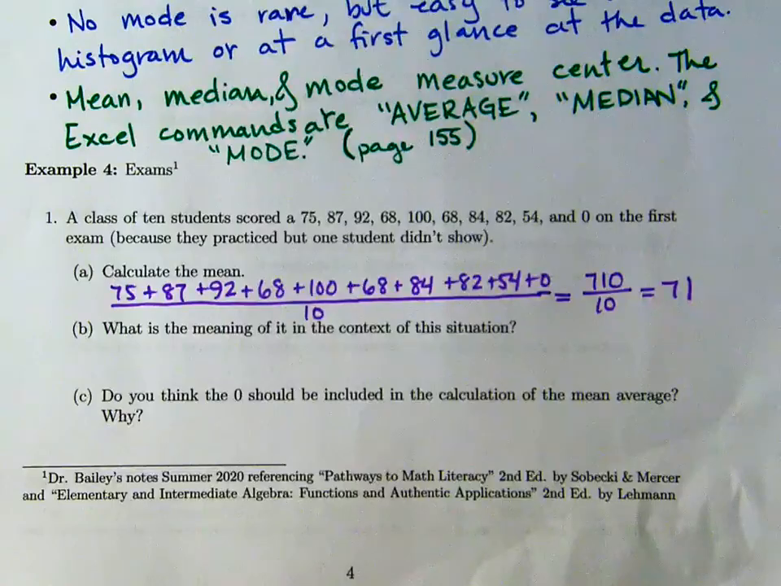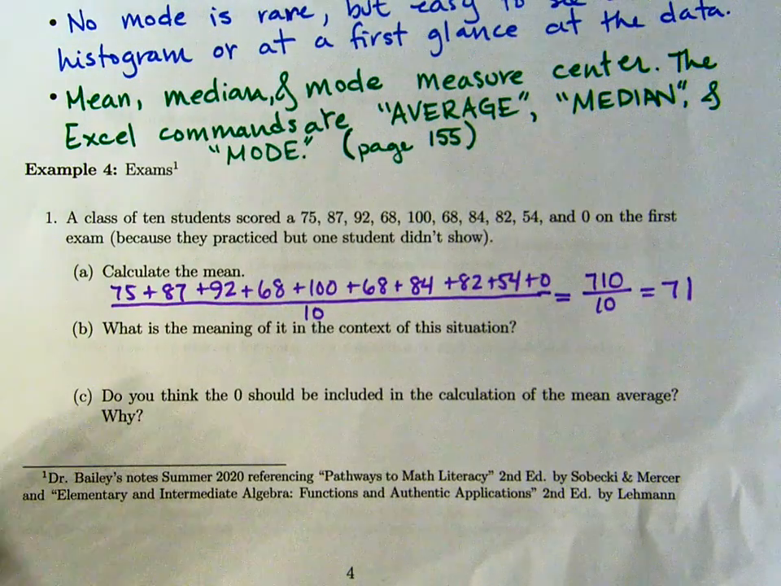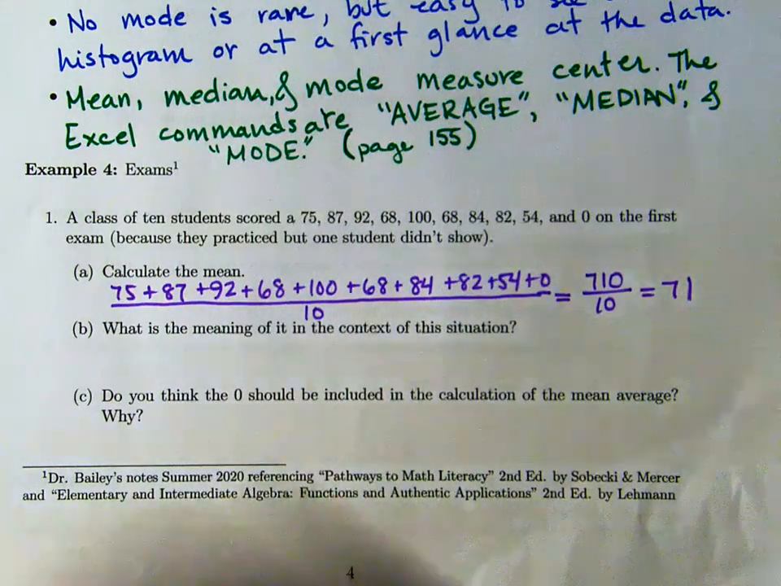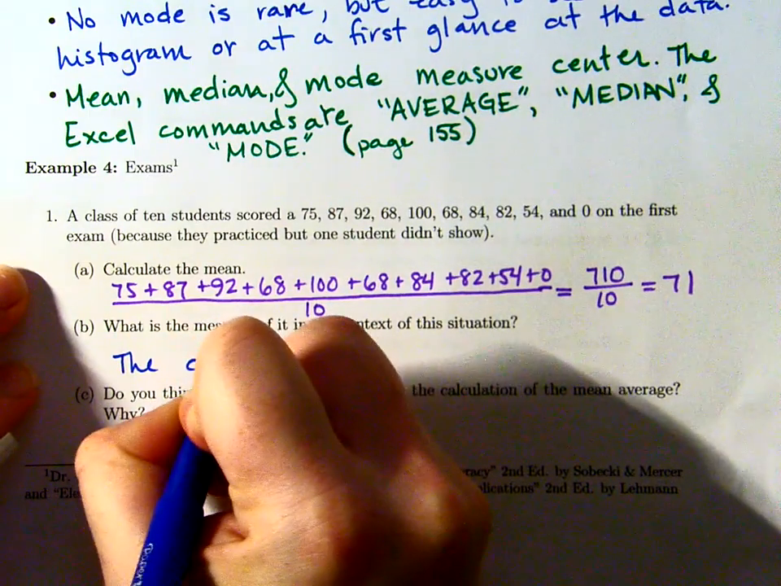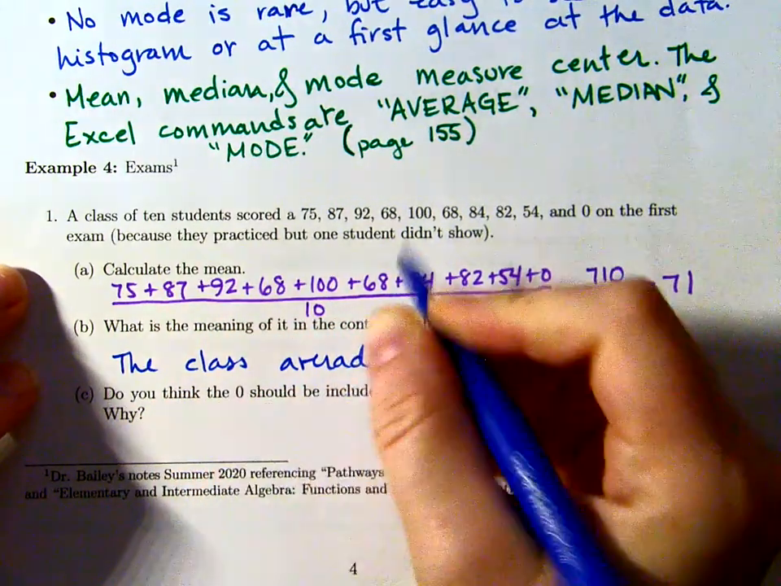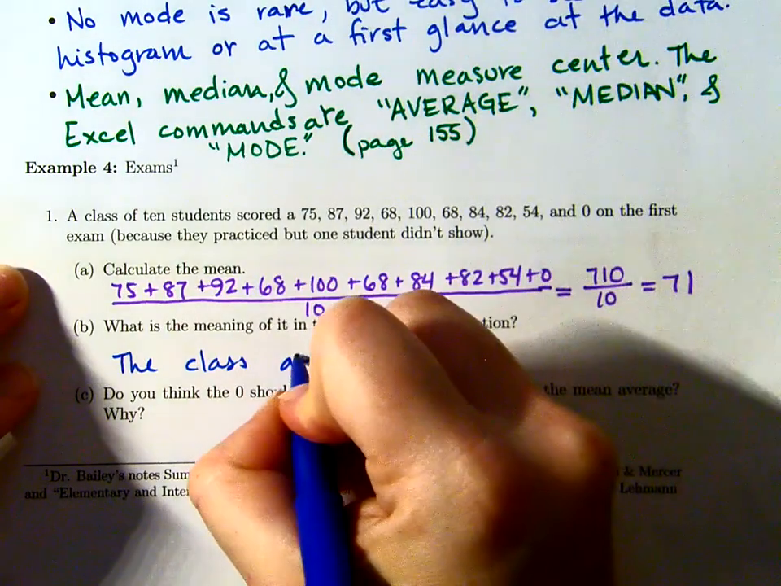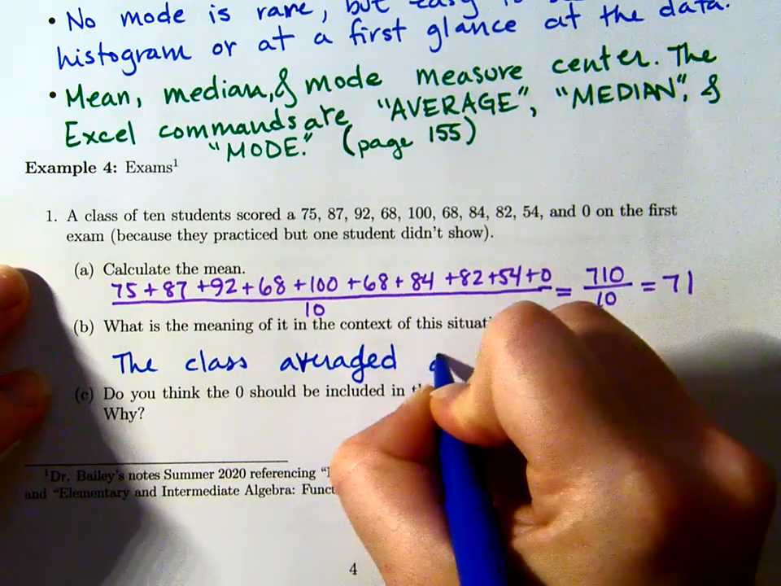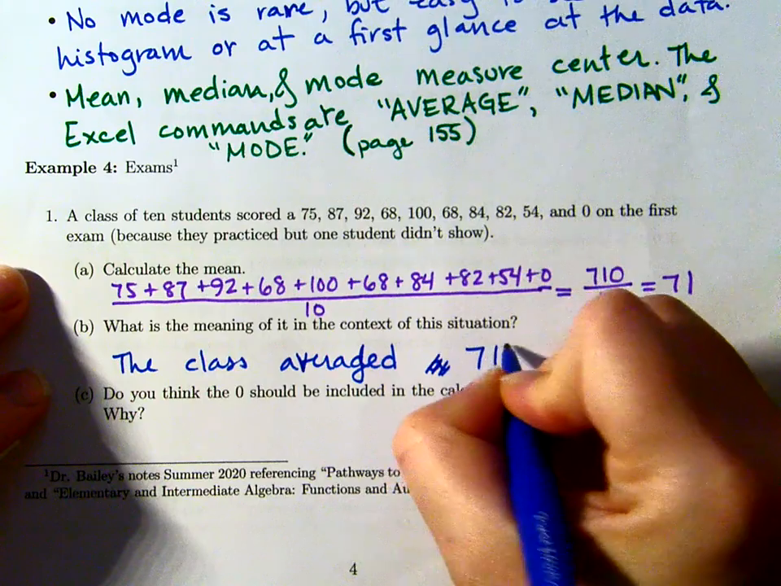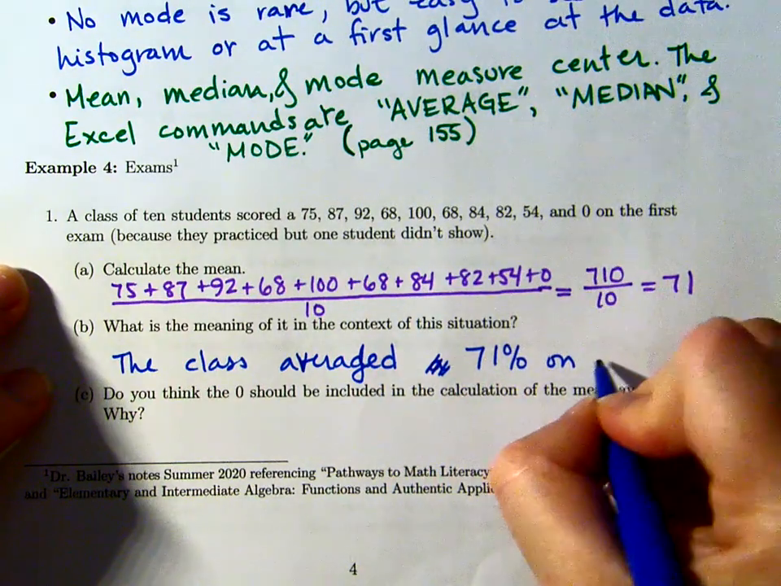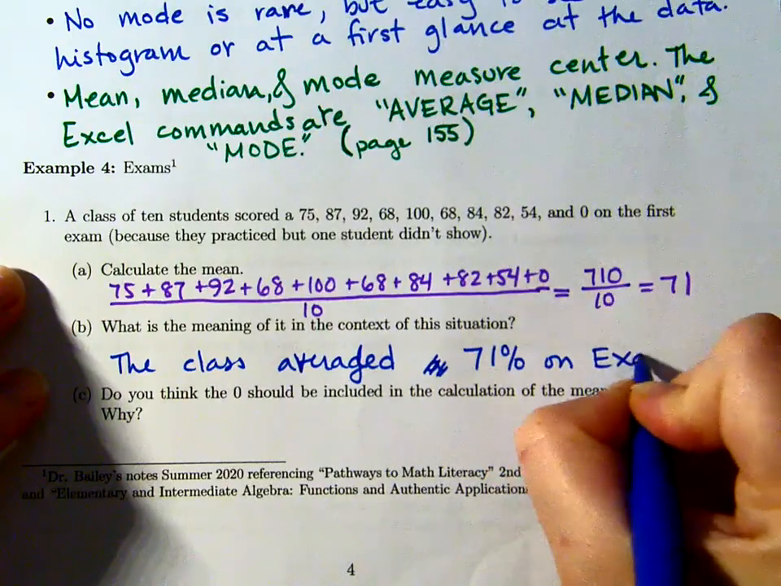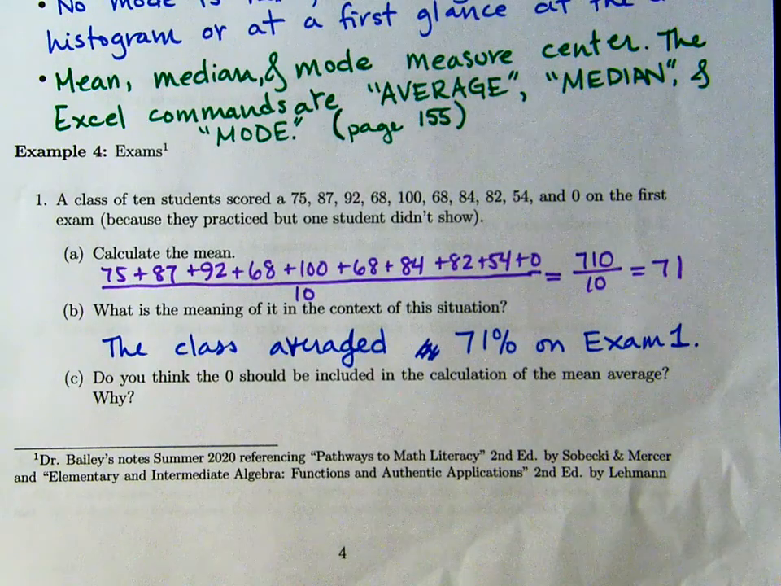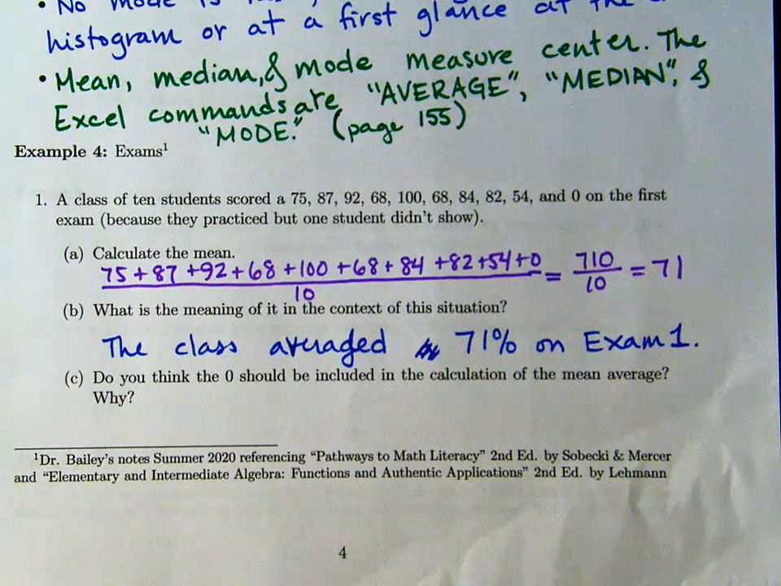Got it. What is the meaning of it in the context of the situation? The class averaged 71% on exam 1. Do you think the 0 should be included in the calculation of the mean average, and why?